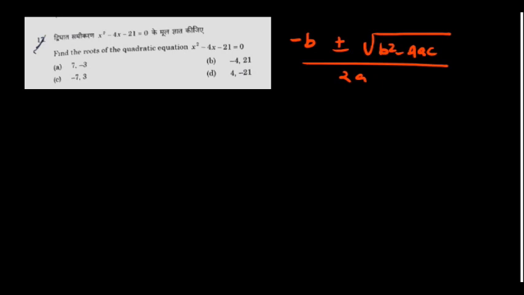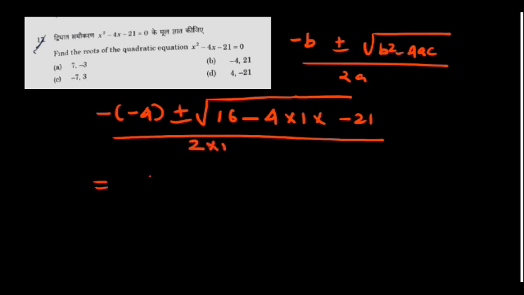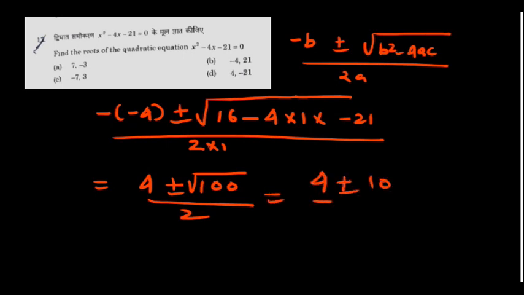So what is minus b? What is the minus b value? Minus of minus 4, plus or minus, what is b square? 16 minus 4 a, a equal to 1. So what is c value? Minus 21 upon 2a. A is 1, so now it becomes plus 4 plus or minus this becomes 100 upon 2. So 4 plus or minus 10 upon 2.